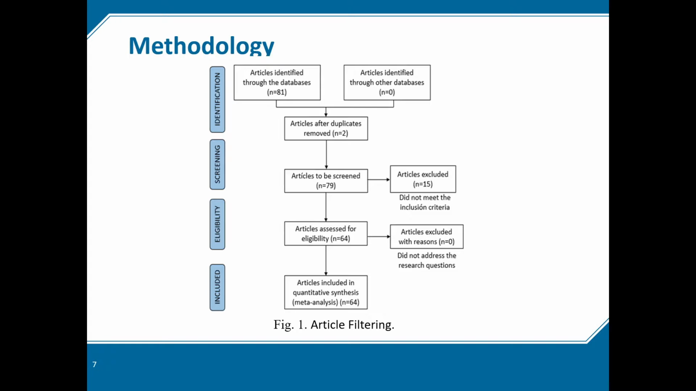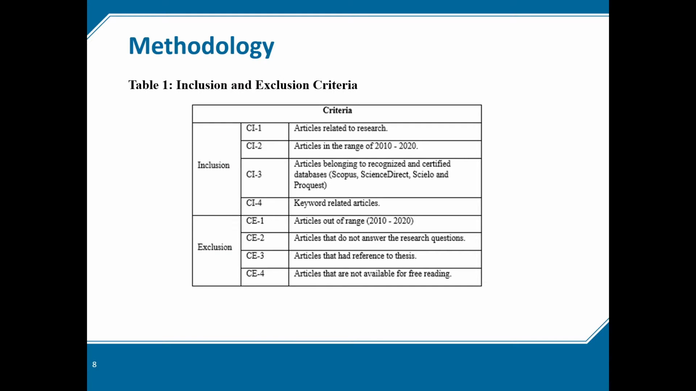A total of 81 articles were collected, after which 2 duplicate articles were discarded. 50 articles that were not related to the research topic were excluded, and finally we were left with 64 articles. In this section, I will explain the table of inclusion and exclusion criteria. Inclusion and exclusion criteria were used for the review in order to answer the questions posed above.